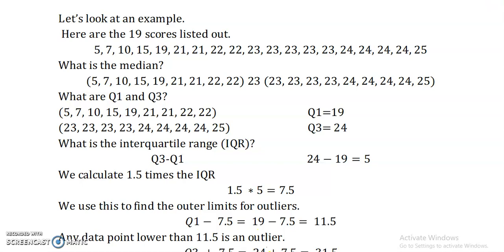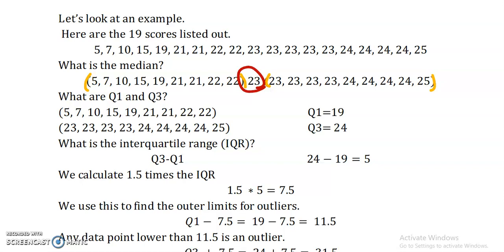So now we're going to decide if any of those scores on the driver's test are actually outliers. We have all the scores listed out, and I already listed them in order. So we're going to find the median. Remember, the median, we just split it in half. We find the middle number, and in this case we actually have a middle number. So our median is 23.